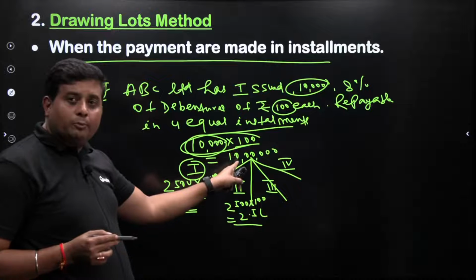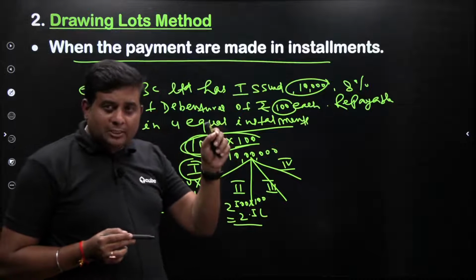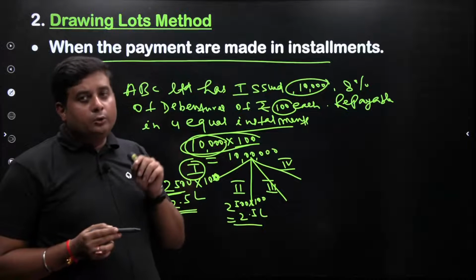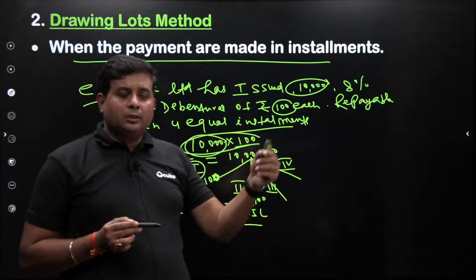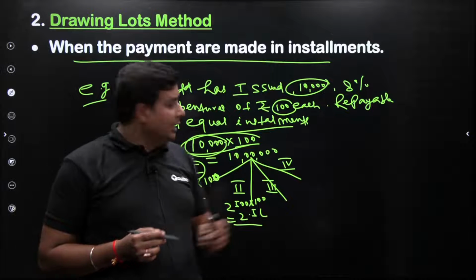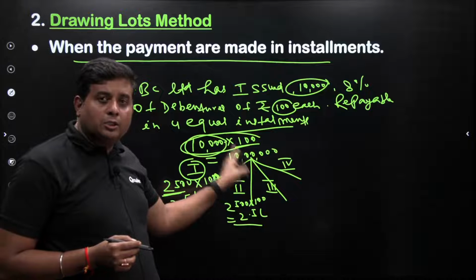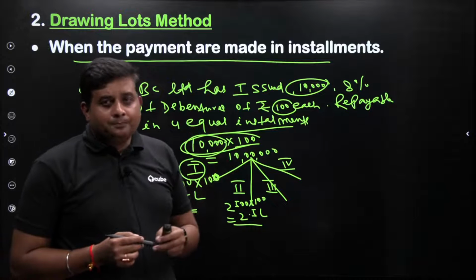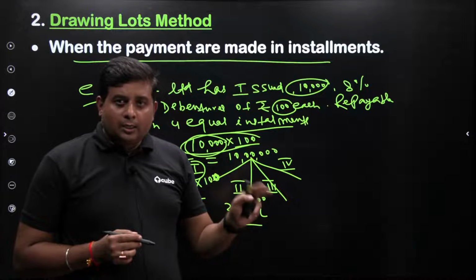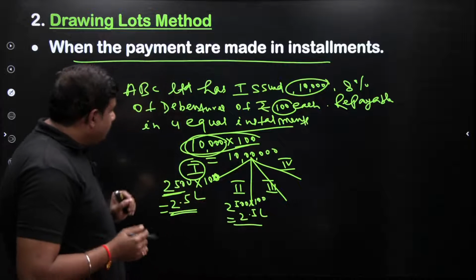10,000 into 100, that would be 10 lakh. So 10% of this amount has to be transferred to the DRR right after the issuing of the debentures in the market. So 10% of 10 lakh will give you how much? 1 lakh. So 1 lakh is being transferred to the DRR. So this is the answer for the question, right?